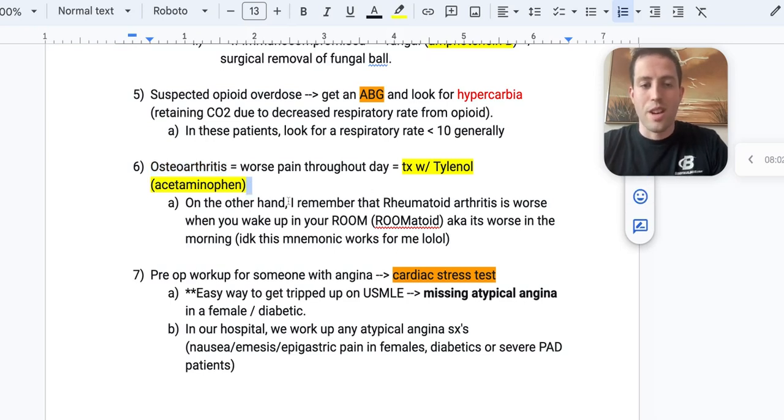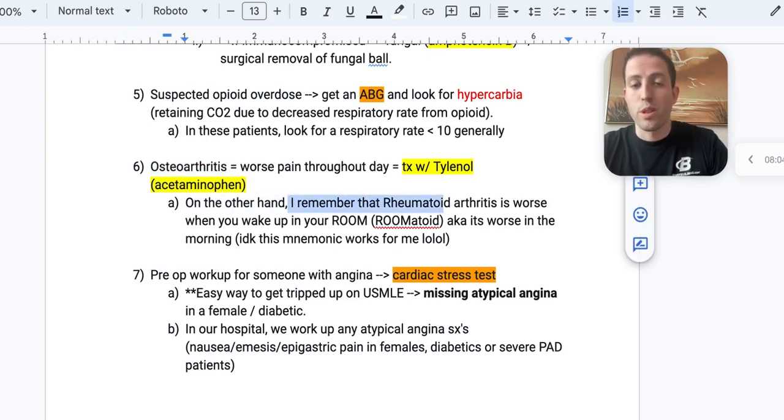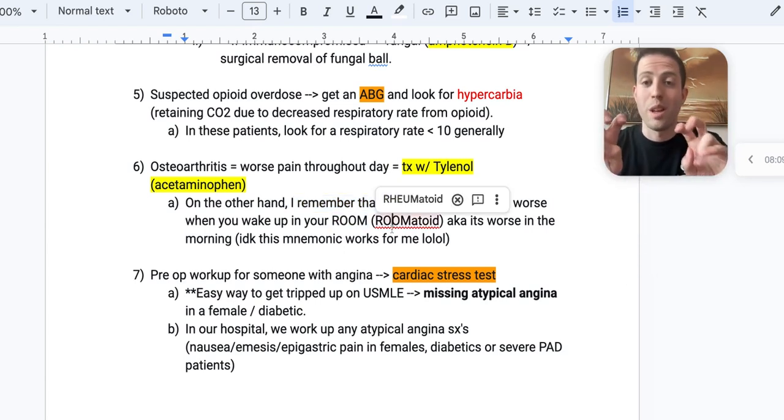Okay, so on the other hand, from osteoarthritis, I remember that rheumatoid arthritis is worse when you wake up in your room. So I remember it as rheumatoid arthritis, aka it's worse in the morning.